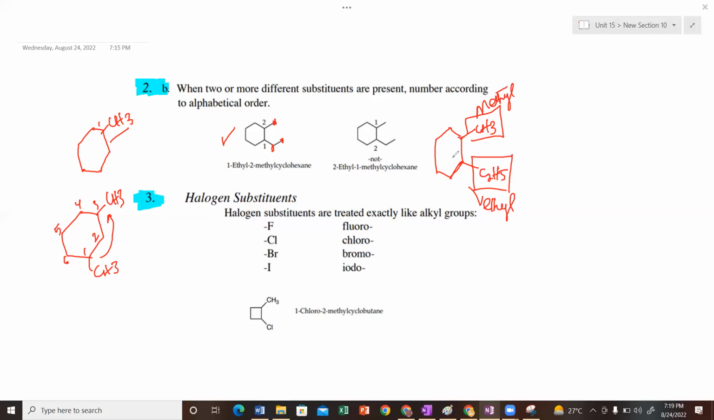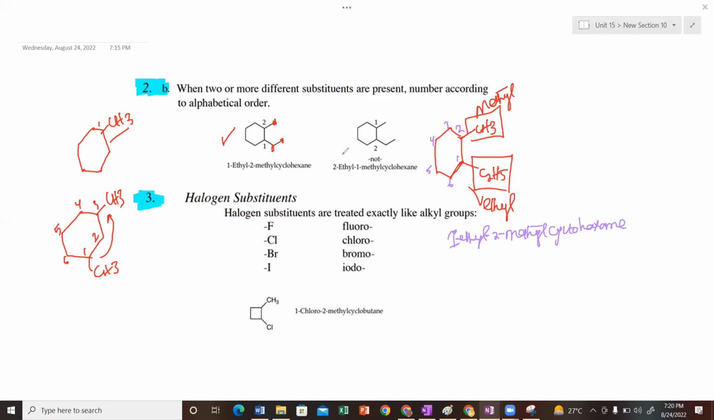So I would start numbering from ethyl. It is the first one, 1, and that one is the second one, 2. It is 1, 2, 3, 4, 5, and 6. So the name must be 1-ethyl. Always write a hyphen between a number and a letter. Then 2-methyl, cyclo, because the parent is cyclic in nature, cyclohexane, a 6-member ring. Okay, so it is 1-ethyl-2-methylcyclohexane.